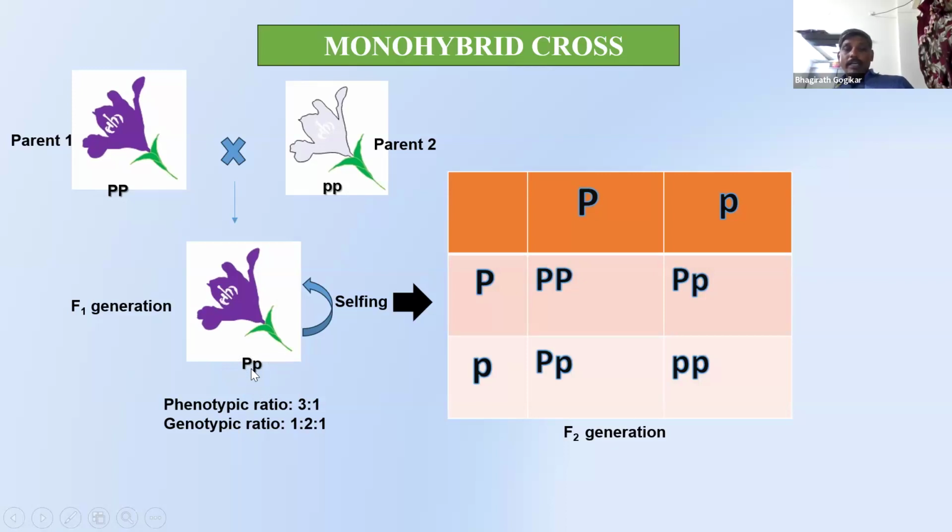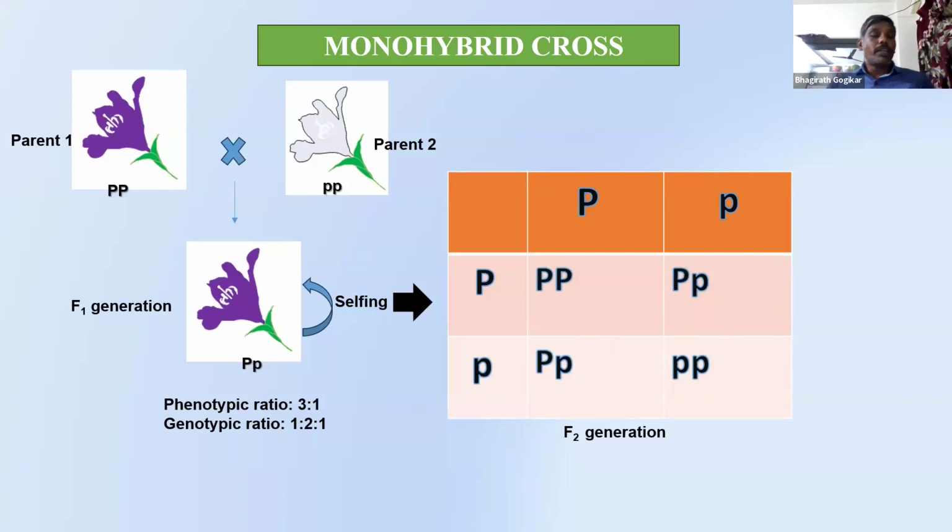At the time of gamete formation, these two genes are separated. In the F1 generation, these two genes are present, but they do not mix up with each other. They are always independent and do not blend their characters. That's why in the F2 generation we get both parental characters, but in the F1 generation we can see only one parental character.